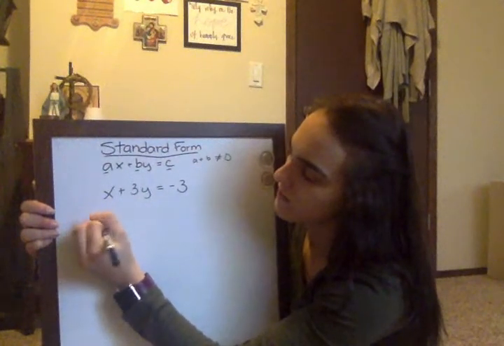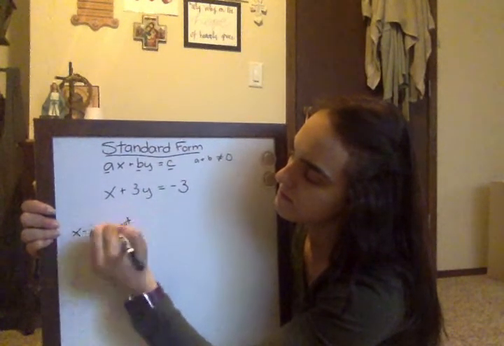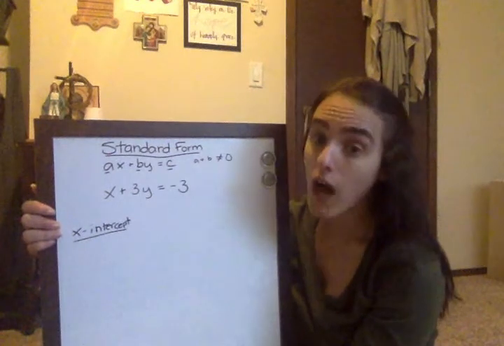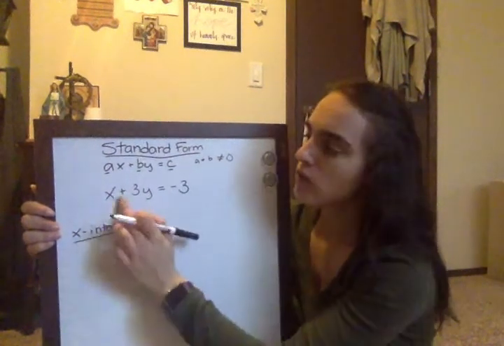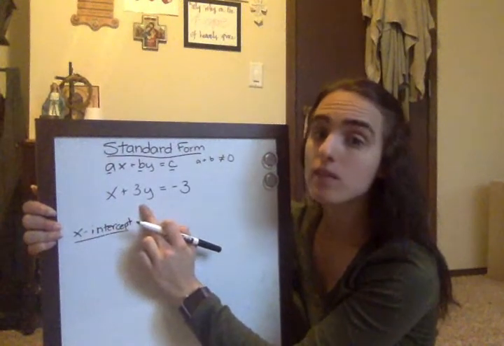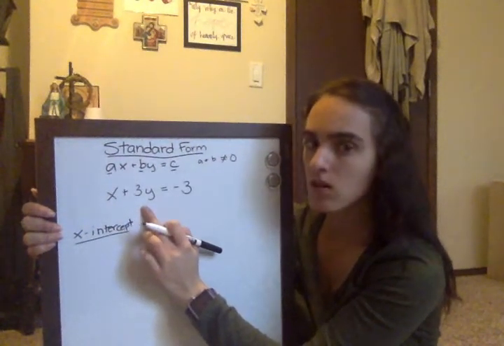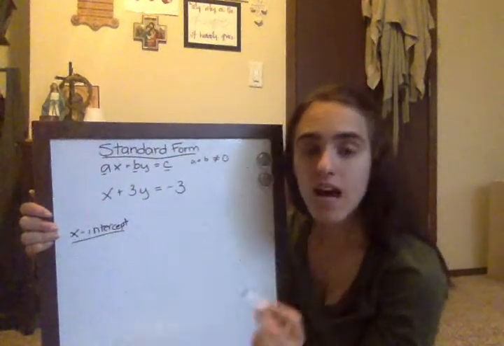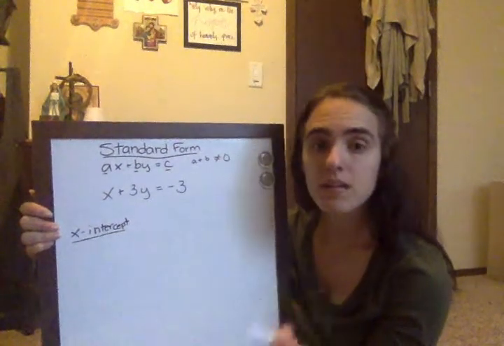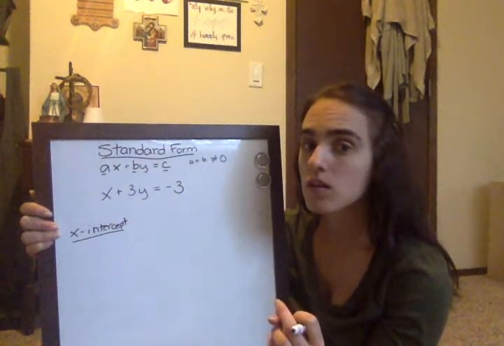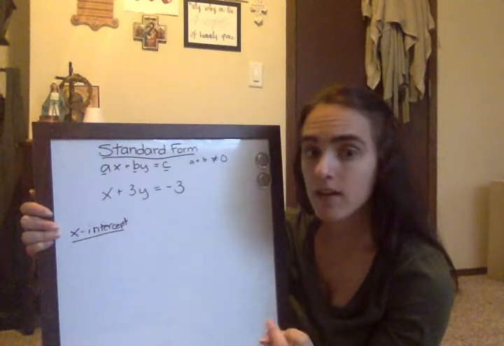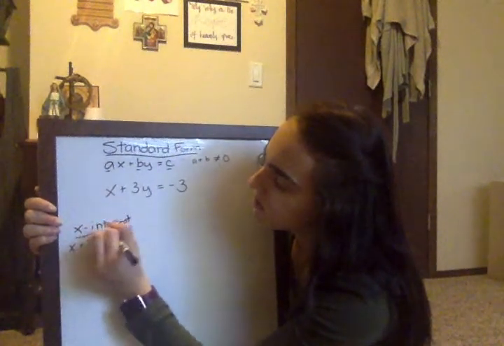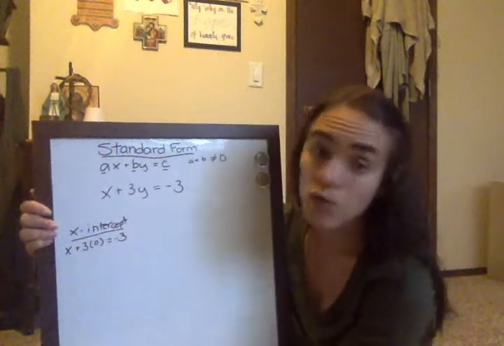I'm going to write this over here. X-intercept. Remember our conversation from yesterday, the x-intercept is where y is equal to 0. So to find the x-intercept, you can plug in 0 for y because you know y is 0. So you do x plus 3 times 0 equals negative 3, and you solve for x.